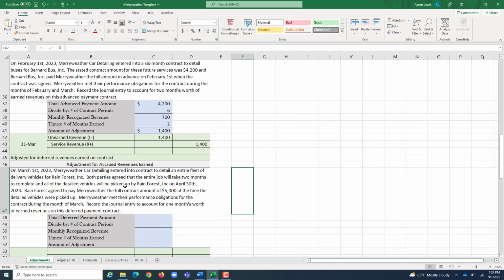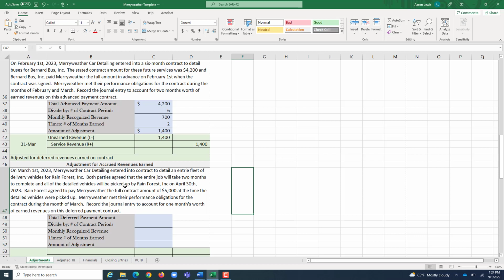I think it's fair to say that if for some reason Rainforest Incorporated wanted to terminate this contract early, and they were going to want to take their fleet back, if we've detailed some of the vehicles in this fleet, we're going to charge them for at least a part of that $5,000 because we did some of the work. So even though we're not getting payment until the end, we should be recognizing revenue as we're actually earning it, and we should be changing our books to recognize the fact that even if they want to get out of this, Rainforest still owes us money because we did some of the work.